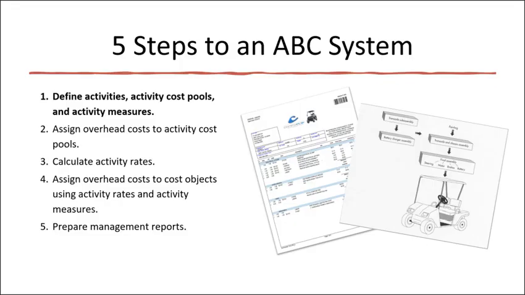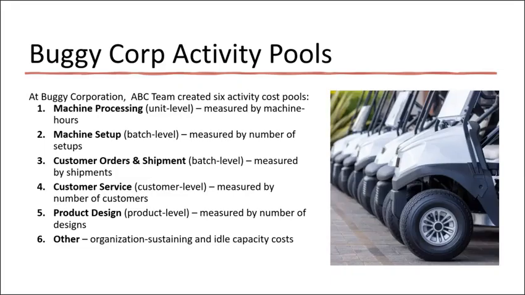The ABC implementation team at Buggy will probably begin by interviewing people in the overhead departments to better understand their major activities. These activities summarize the work performed in overhead departments. The number of times materials are ordered, the number of setups in a factory, and the number of shipments made to customers are all examples of activities.